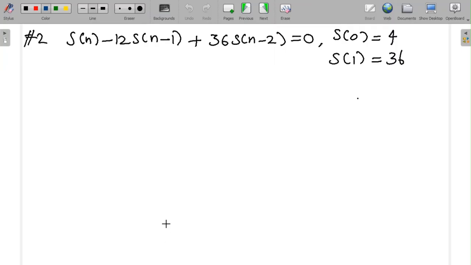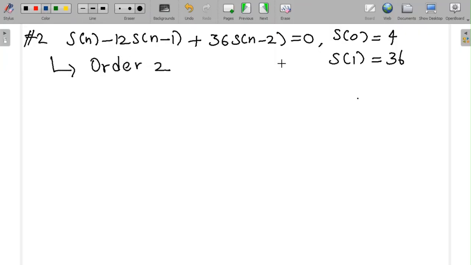The next problem that we'll discuss is another homogeneous linear recurrence relation. Let's have a look at the question. We have S of n minus 12 times S of n minus 1 plus 36 times S of n minus 2 is equal to 0. Two things to note about this recurrence relation is that it is of order 2. Why do we know this is of order 2?